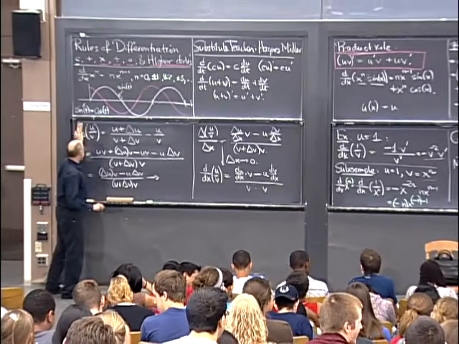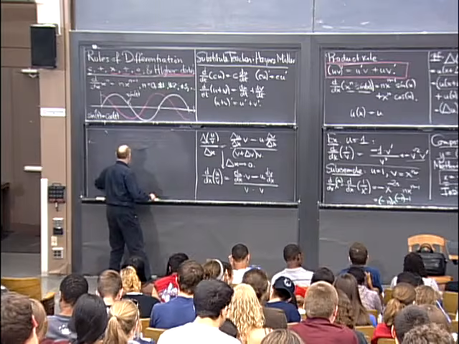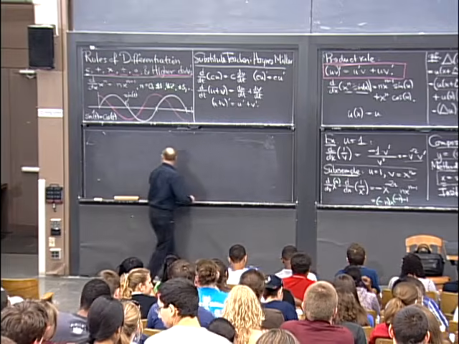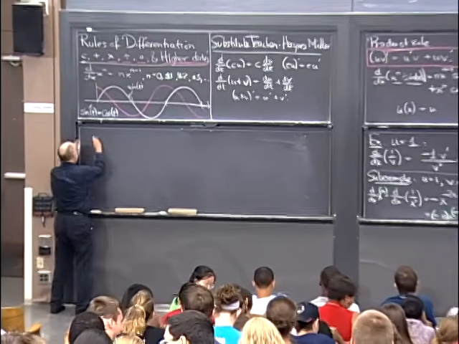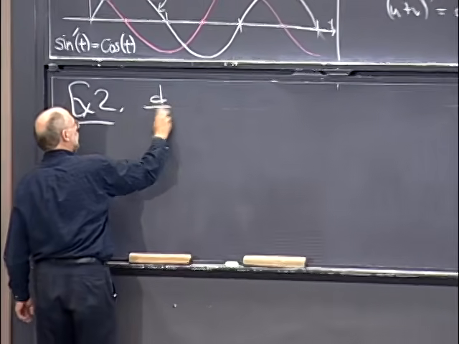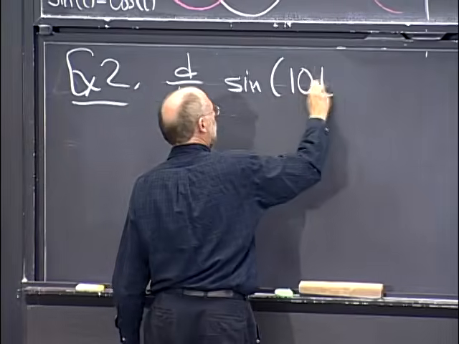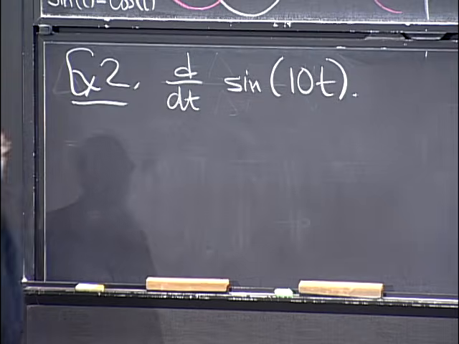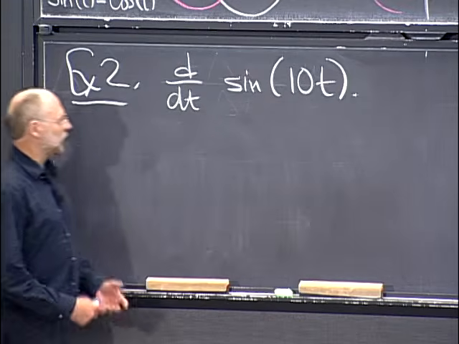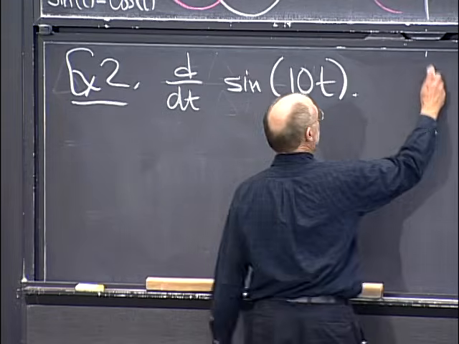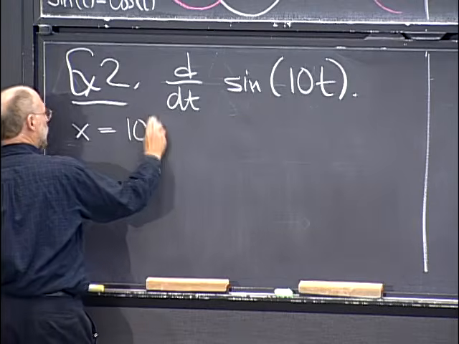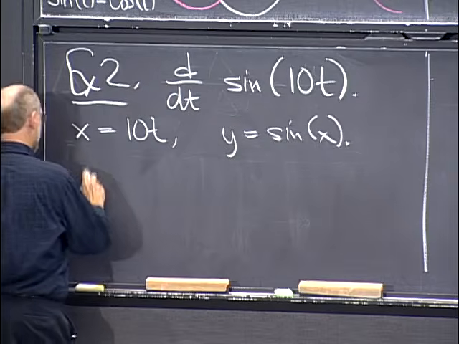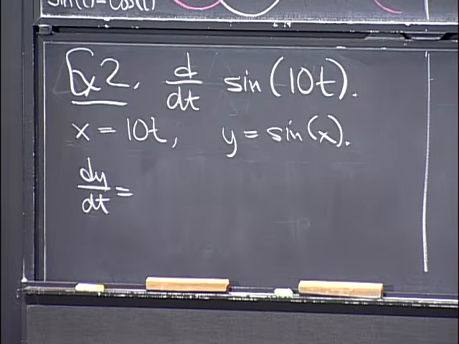Let me give you another application of the chain rule. Ready for this one? I'd like to differentiate the sine of 10t. Again, it's a composite of two functions. What's the inside function? I'll introduce new notation: x is 10t, and the outside function is the sine, so y is the sine of x. Now the chain rule says dy dt is, let's see.